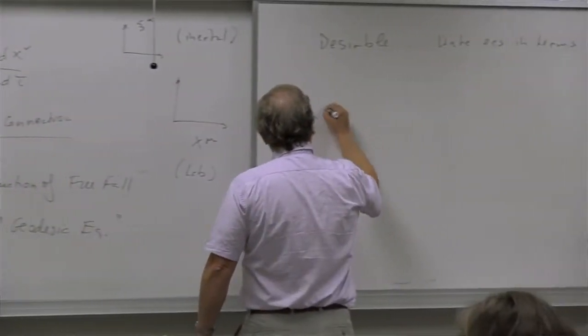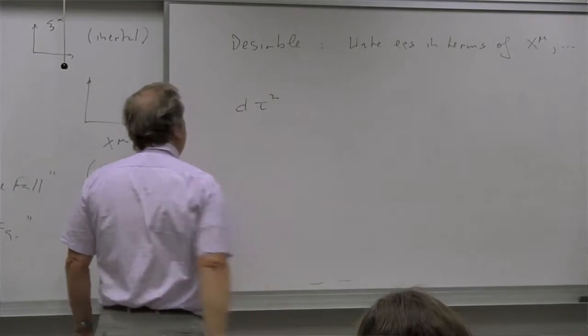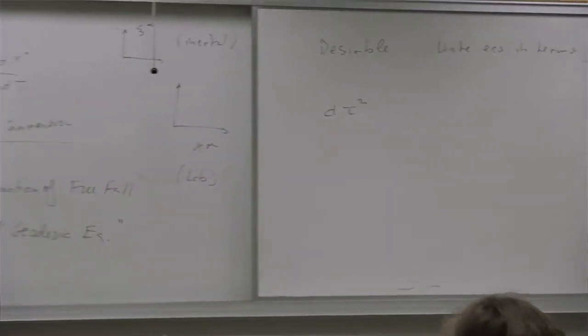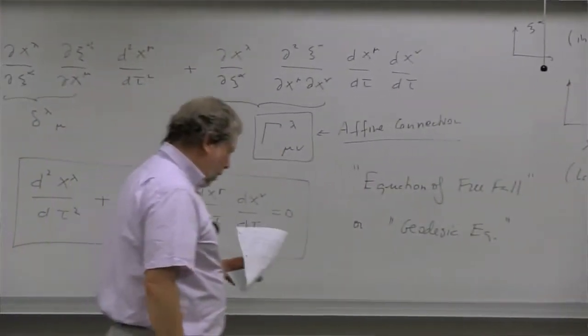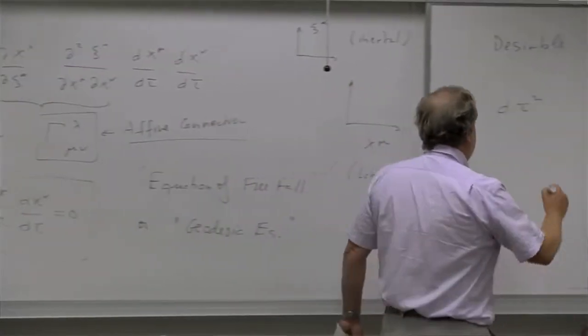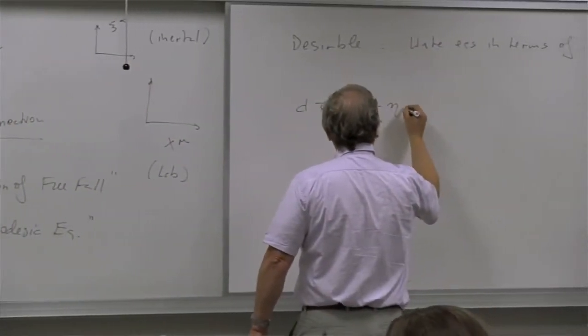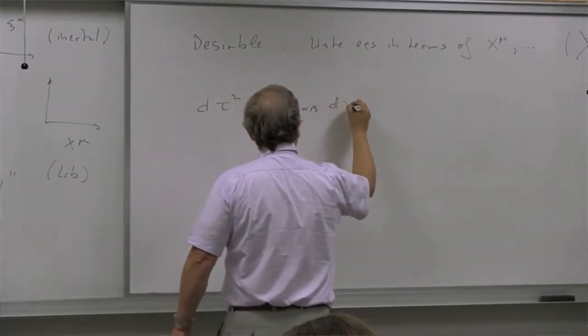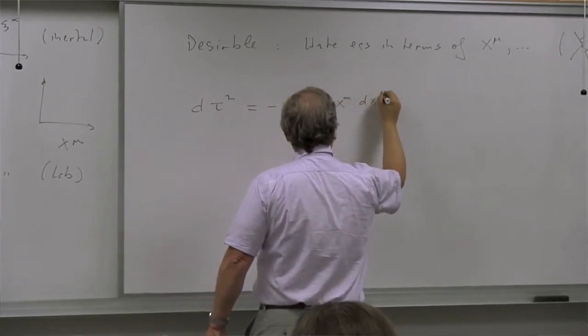Now, let us look at the proper time interval. The proper time interval, d tau squared, you will remember, is equal to eta alpha beta dx alpha dx beta.